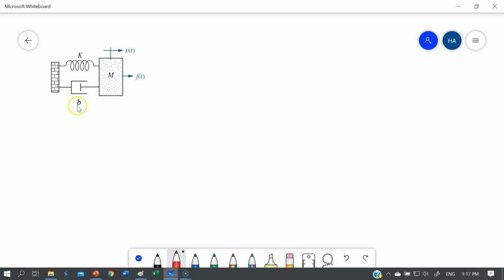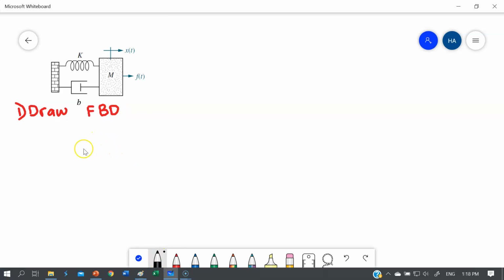So if we look at this figure, we have x of t as the output, which is the displacement of the mass, and f of t is the input, which is the force that is pulling this mass to the right. So if we are to solve this problem, the first step to do is to draw the free body diagram to represent this system. So the first step is to draw the free body diagram.